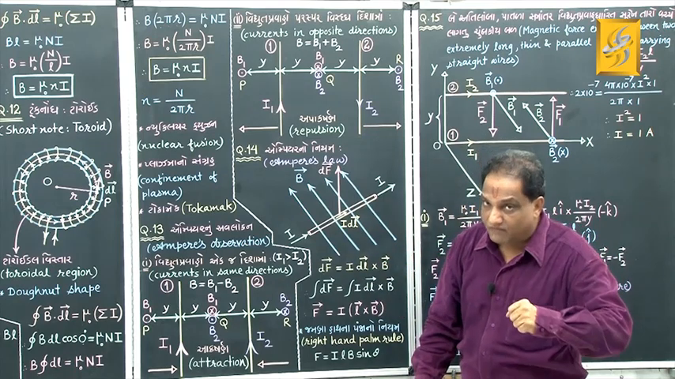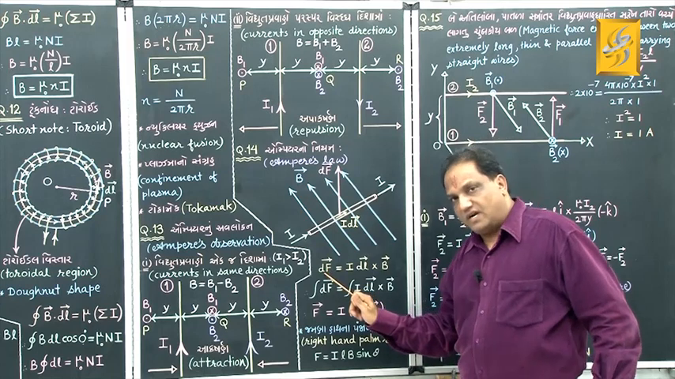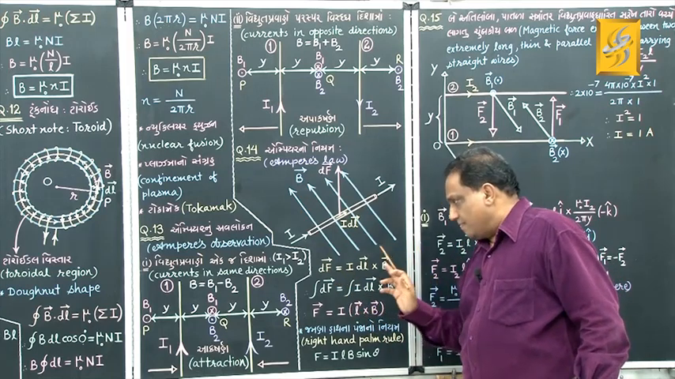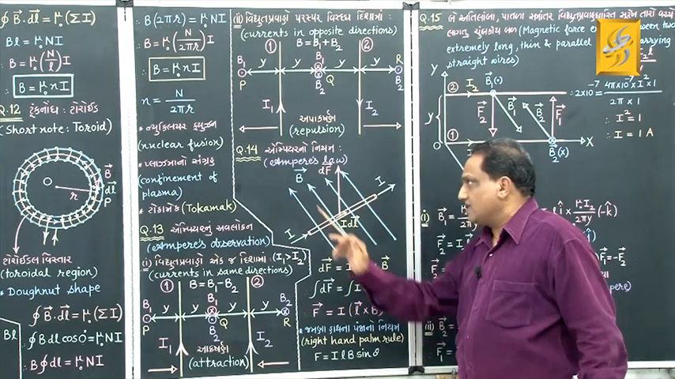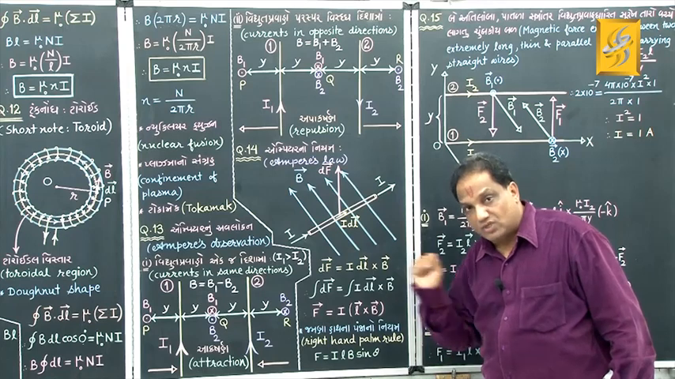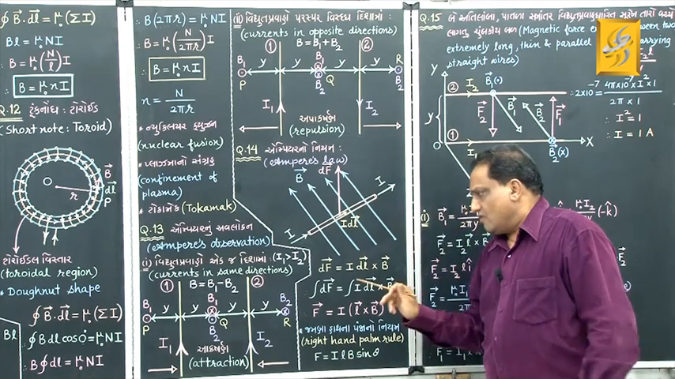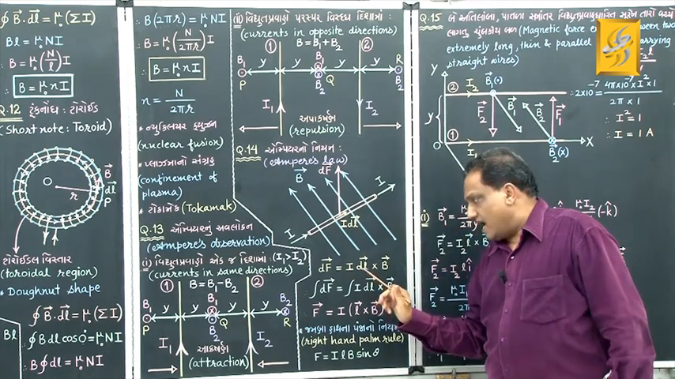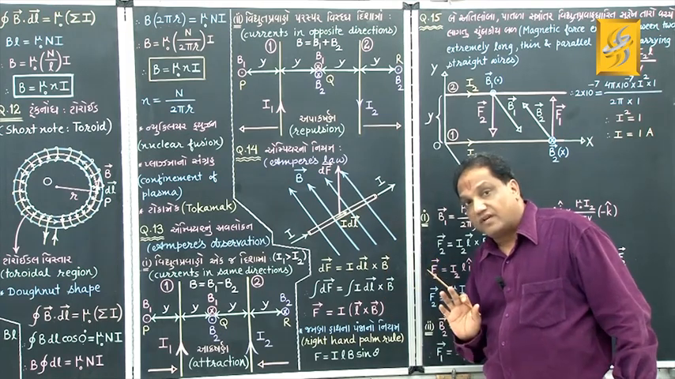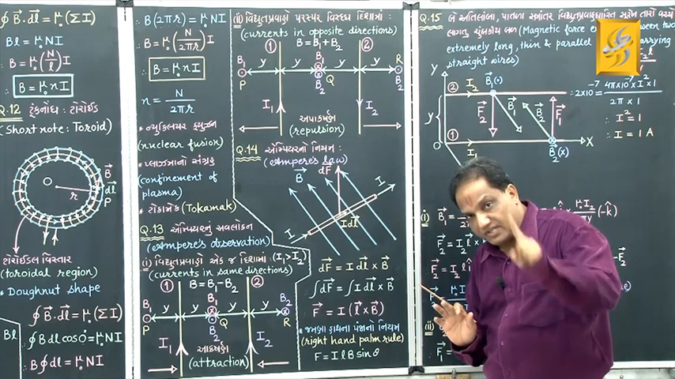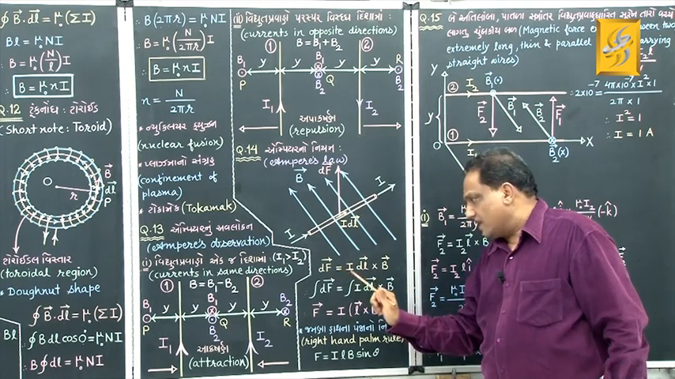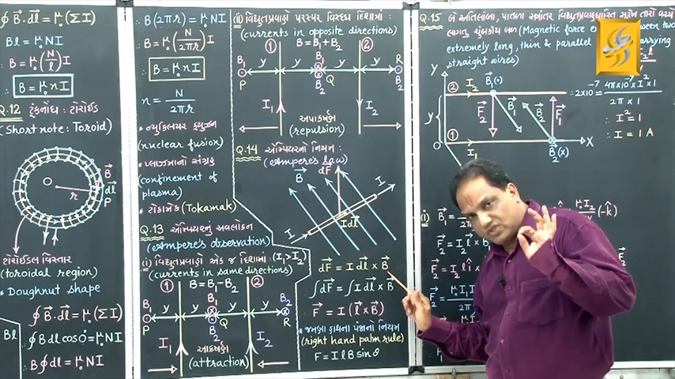How much is that magnetic force? It is this much: vector dF equals I vector dl cross vector B. This very result itself is known as Ampere's law. How would you give the statement of this law? Very simple. Whenever a current element I vector dl is placed in some external magnetic field vector B, the magnetic force exerted on it is vector dF equals I vector dl cross vector B, full stop.